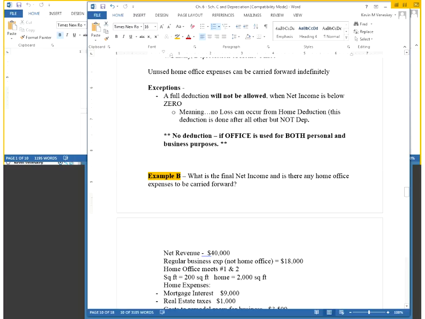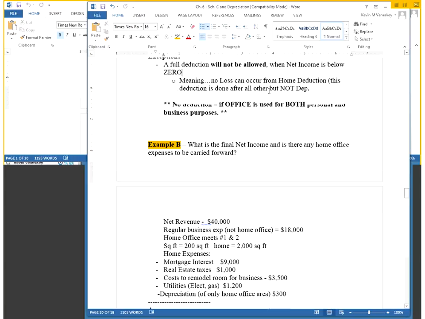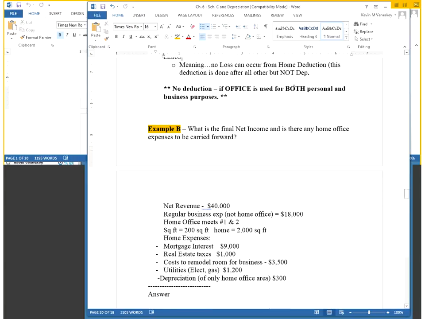Big couple rules to remember. Home office deductions cannot have your net income go below 0. So if you have a net income of 500 and then you have home office expenses of 1,000, you can only use 500 of that and get you to 0, but not below 0. And then obviously this one: if you use it for both personal and business, you can't deduct anything then.